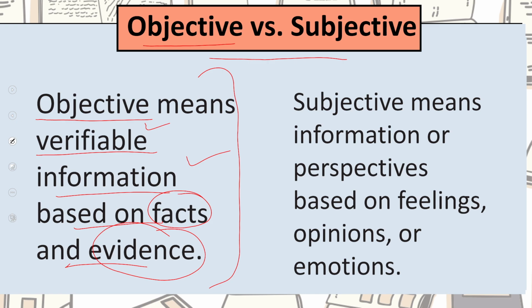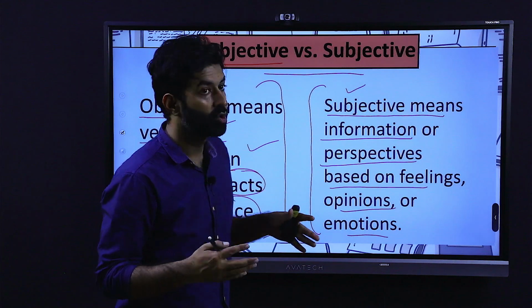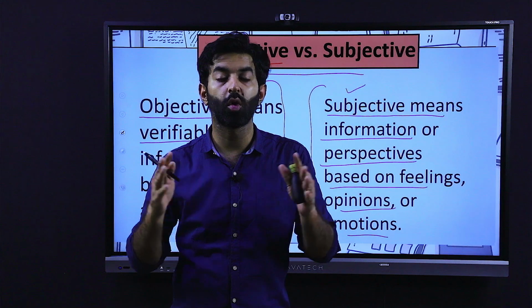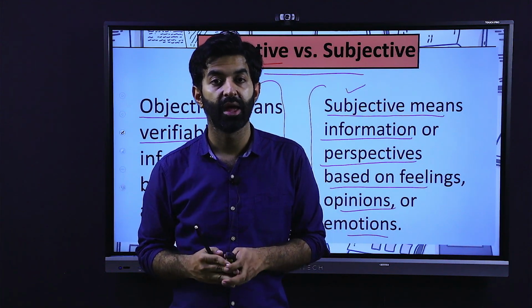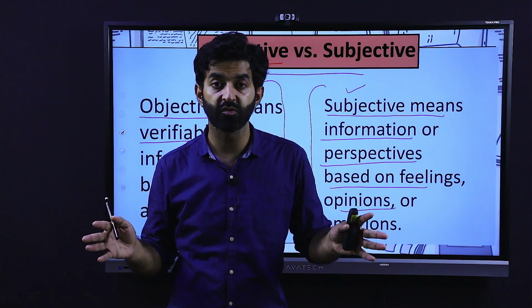Whereas, on the other hand, subjective means information or perspectives based on feelings, opinions, or emotions. So in this kind of summary, subjective summary, you will share your understanding, your interpretation, and your feelings. You can relate it with your real life experience, your worldview, your interpretation, and then you have to include all of them in your summary. And this will make your subjective summary. So the difference is very much clear now.